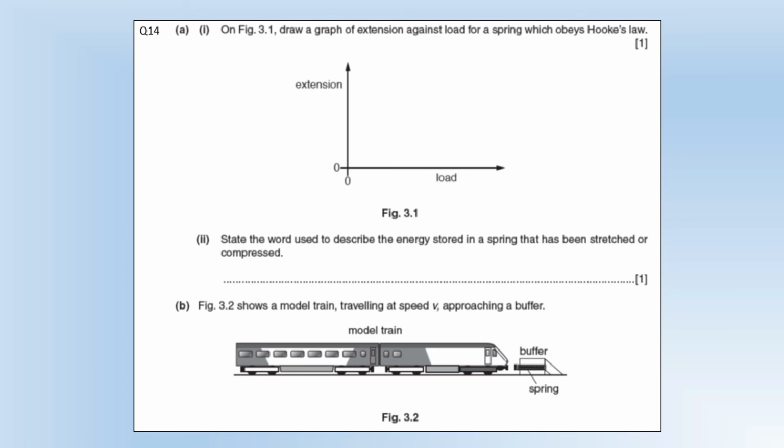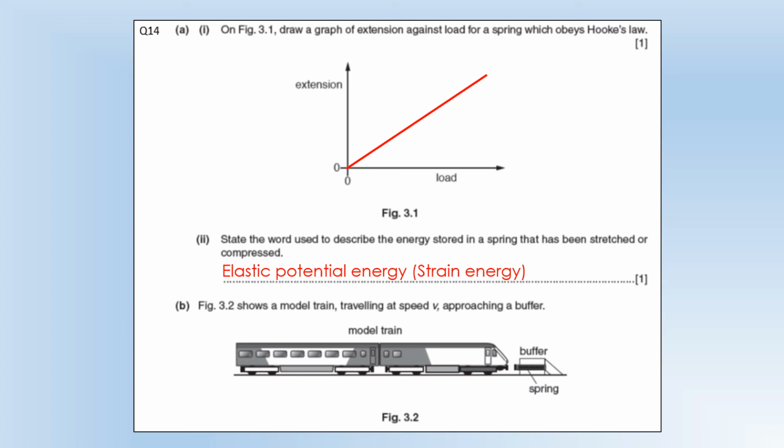On figure 3.1, draw a graph of extension against load for a spring which obeys Hooke's law. So Hooke's law would indicate this is a straight line graph and it hasn't started changing direction yet. State the word used to describe the energy that's stored in the spring that has been stretched or compressed. That's elastic potential energy, or it's sometimes called strain energy.